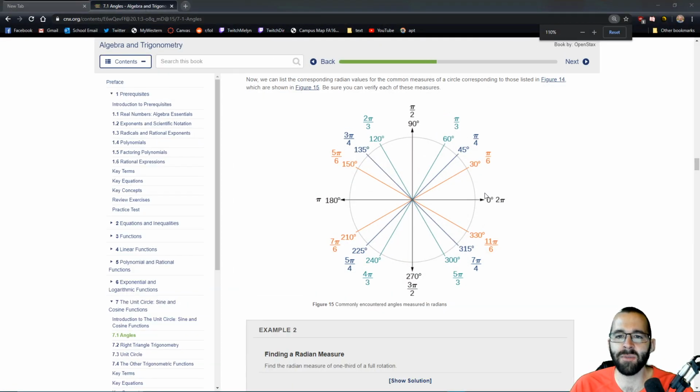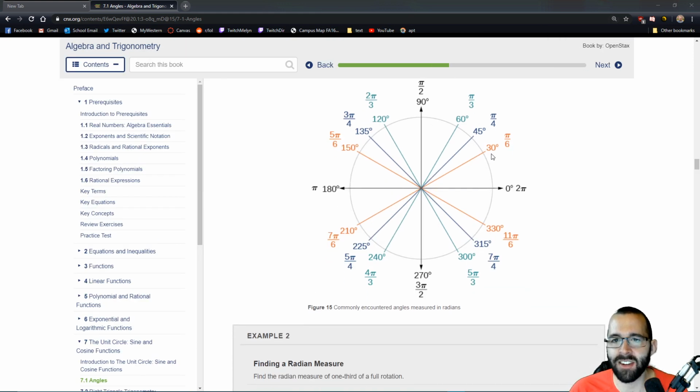I love figure 15. Me and him go way back, or her. I don't know what sex figure 15 is.